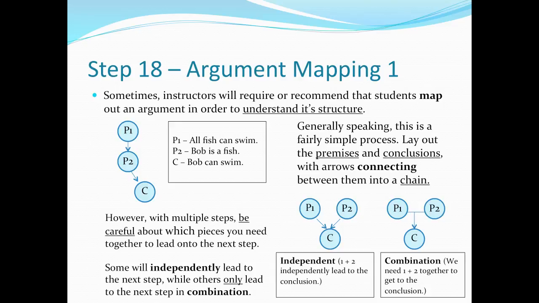However, with multiple steps, be careful about which pieces you need together to lead on to the next step. Some will independently lead to the next step, while others only lead to the next step in combination. For example, with the two diagrams on the right, we can see with the first how the premise 1 and premise 2 independently lead to the conclusion, so we draw separate arrows for each. However, with the second, we need premise 1 and premise 2 together to get to the conclusion, so we draw one arrow between them to lead on to the next step.